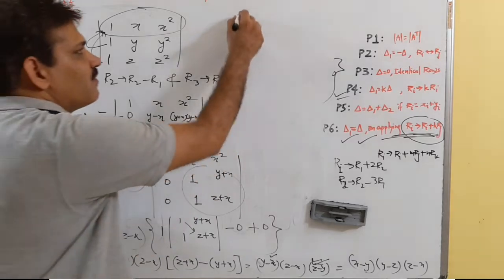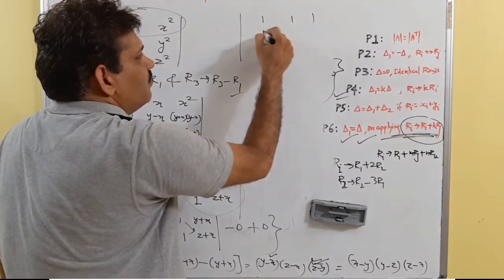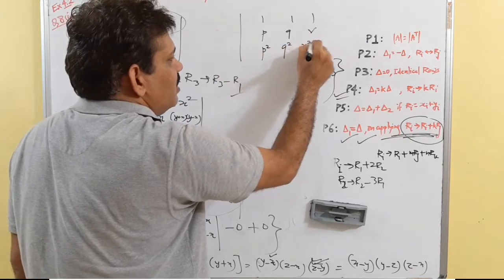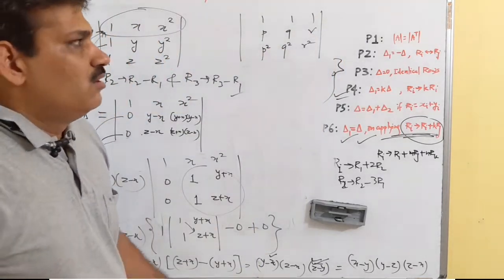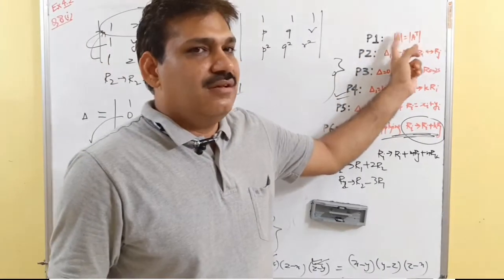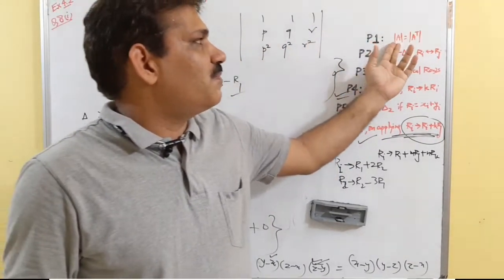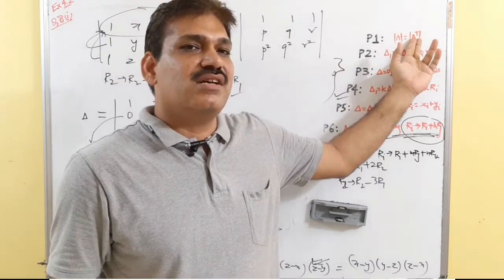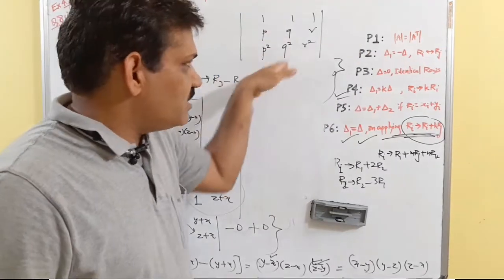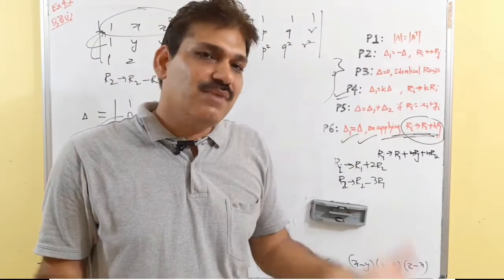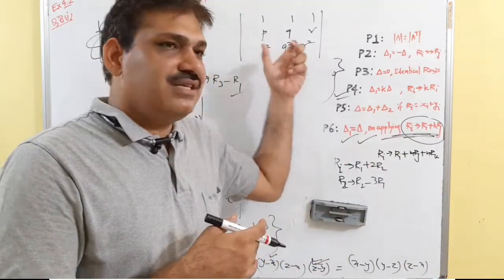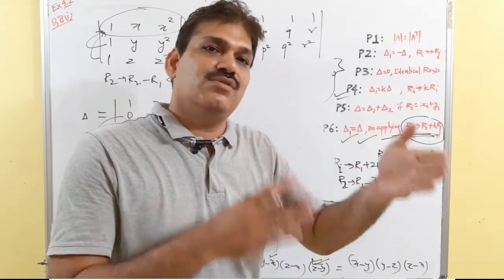Suppose I take 1 1 1, p q r, p square q square r square. Property 1 says that the value of the determinant remains the same. If A is a square matrix, then its determinant and the determinant of its transpose are the same. So 1 1 1, x y z, x square y square z square, or the transposed one, will give the same answer, that is x minus y into y minus z into z minus x. If we have a b c, a square b square c square, then a minus b into b minus c into c minus a.